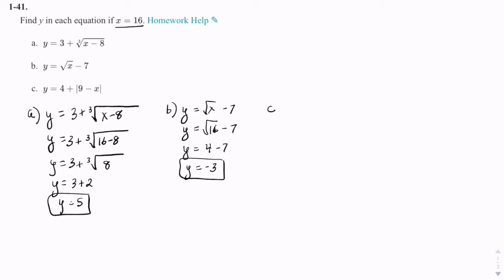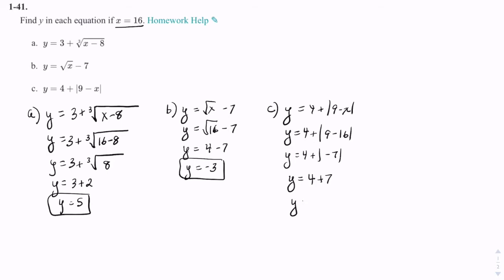And for C, I have y equals 4 plus the absolute value of 9 minus x. Again, x is 16. So in this case, we get 4 plus the absolute value of 9 minus 16. 9 minus 16 is negative 7. The absolute value of negative 7 is 7. So I have 4 plus 7. y equals 11 for C.